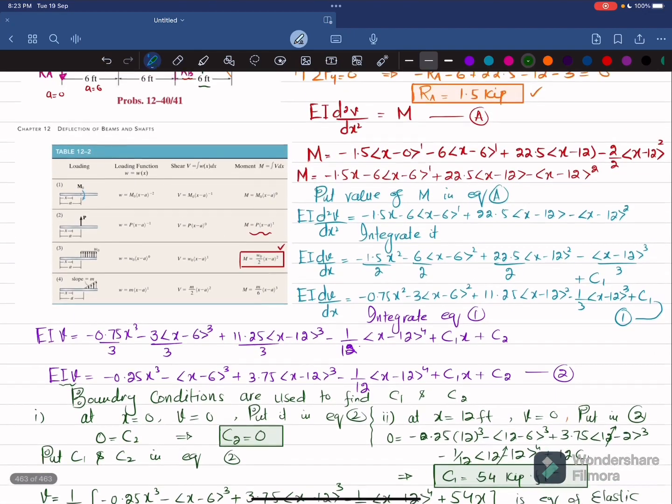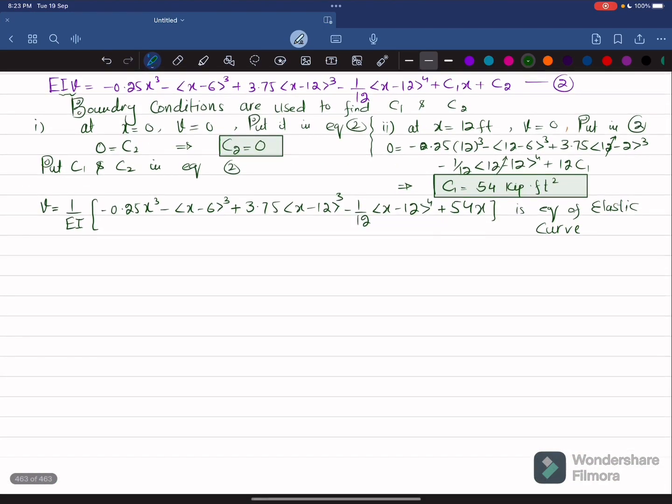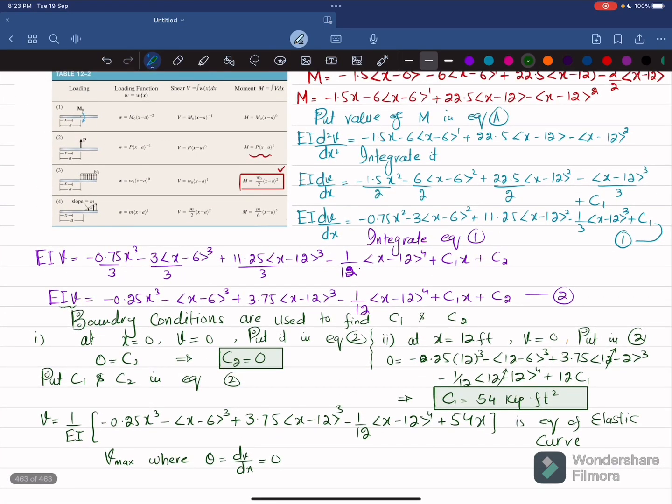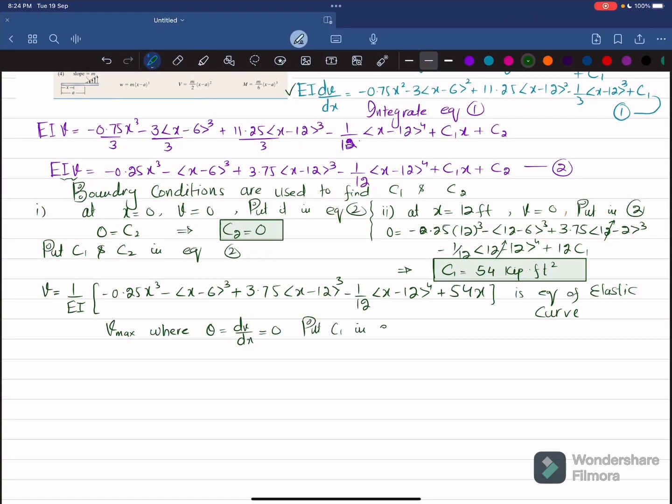Okay. Now we can see that the maximum deflection occurs in region AB. Here this is region AB. But we do not know exactly the location of x where it will be maximum. We know that the deflection is maximum where the slope of the curve, which is dv over dx, is equal to 0. So we get the equation of slope from equation number 1. If you put the value of C1 in equation number 1, you will get dv over dx equal to 1 over EI times minus 0.75 x square minus 3 into x minus 6 whole square plus 11.25 into x minus 12 square minus 1 over 3 into x minus 12 cube plus C1, which is 54.